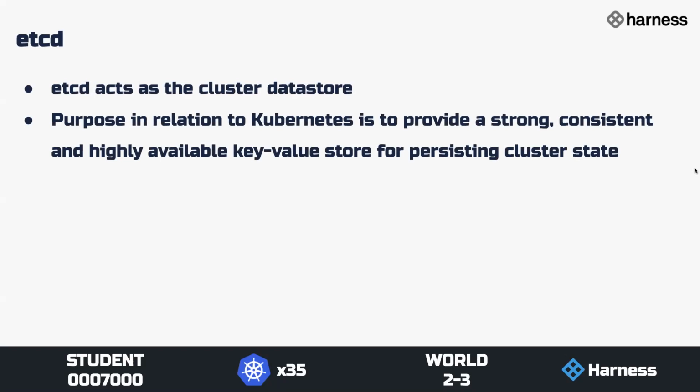etcd, this is probably the most important piece of your Kubernetes cluster. etcd is the cluster data store. What it's doing is trying to provide a highly available key value store for the cluster state. So what exists where and how, what configurations have you set up, what's supposed to be deployed, what's not supposed to be deployed, all of that state about your cluster is all stored in etcd.